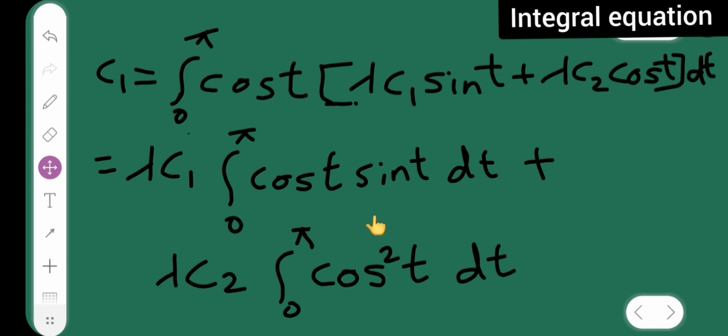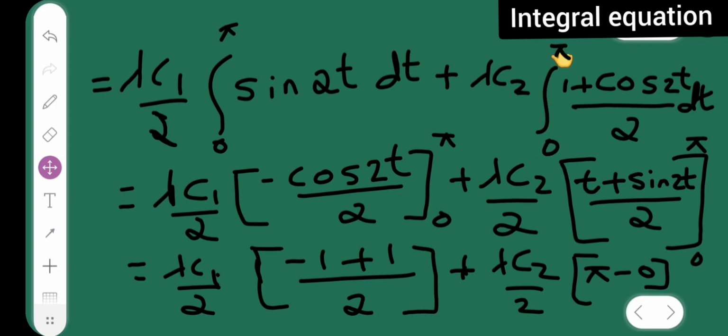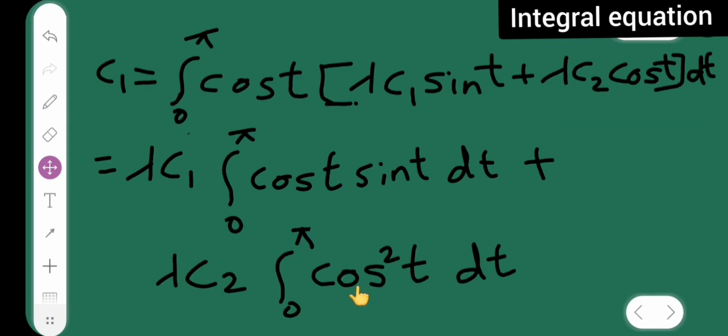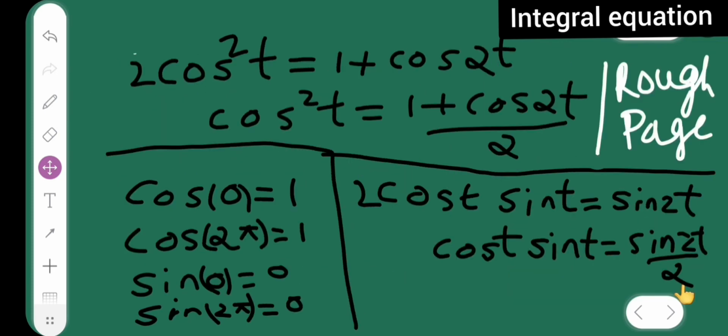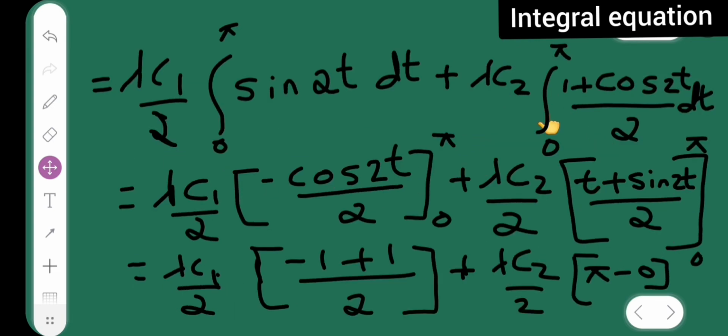Lambda c2 here, integral from 0 to pi. Now what is my cos square of t? Now look at here. 2 cos square of t is equal to 1 plus cos of 2t. If I take this 2 to this side, cos square of t is equal to 1 plus cos of 2t upon 2. So that's how I got this 1 plus cos of 2t upon 2 dt.